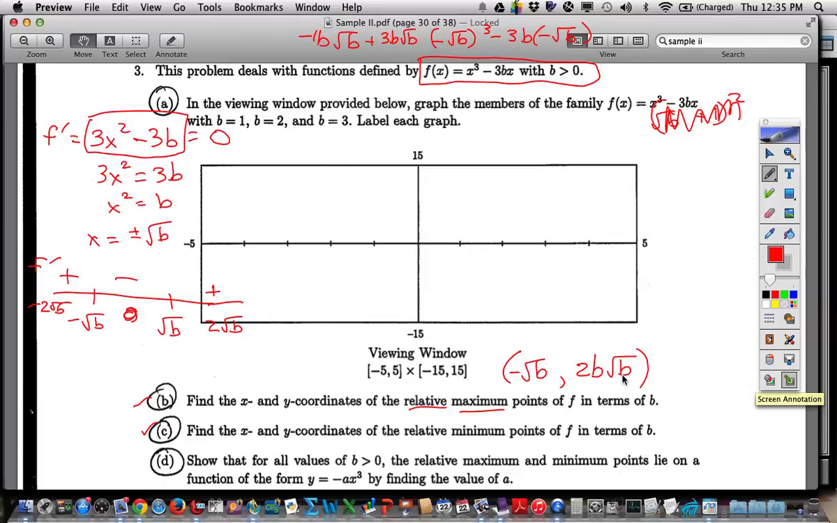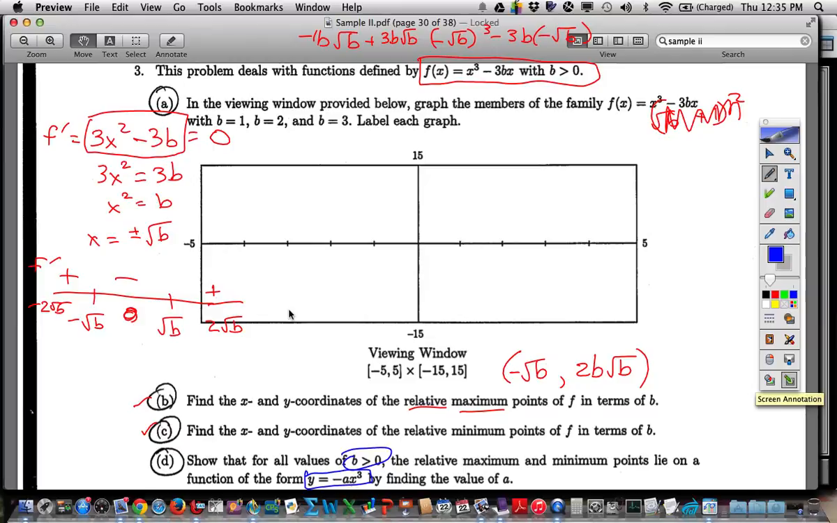Now let's talk about d. D says, show that for all positive b values, the max and min points lie on this function. Now, when you guys graphed this, what did it look like? Did it come up through, somebody got that graph? Somebody got a picture?